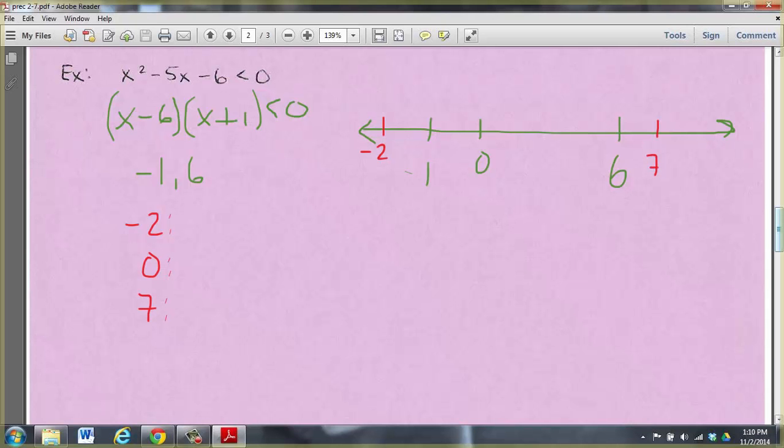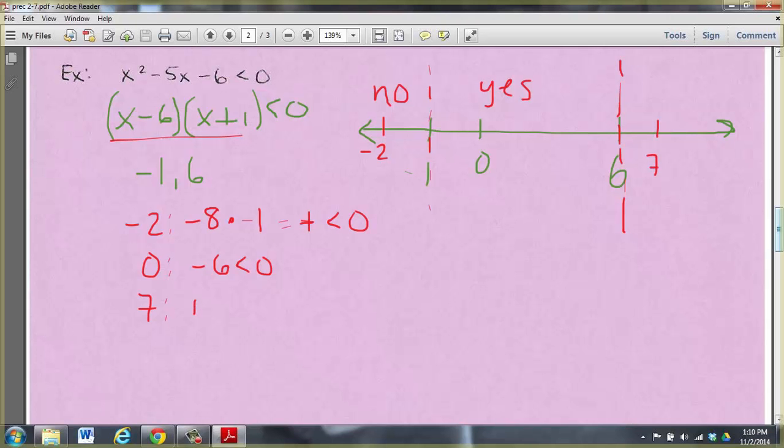When I try -2 in this, I get a -8 times a -1, which is positive, which is not less than 0. So this interval doesn't work. When I try a 0, let's see, I get -6 less than 0. That is true, so this interval works. When I try a 7, I get a 1 times 8, which is positive, which is not less than 0, so that interval does not work.